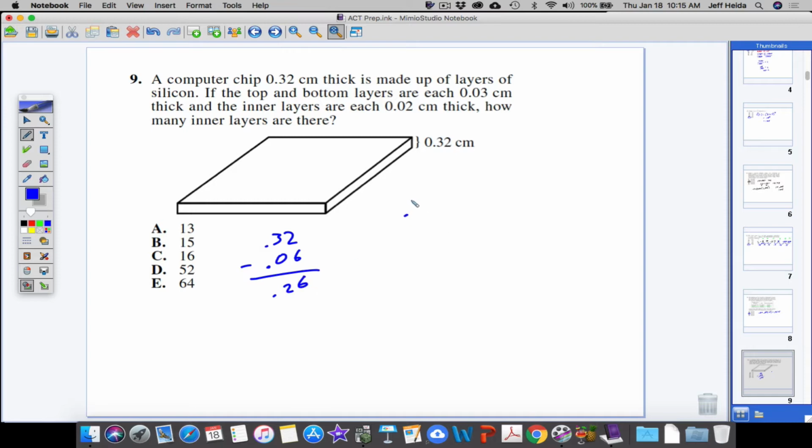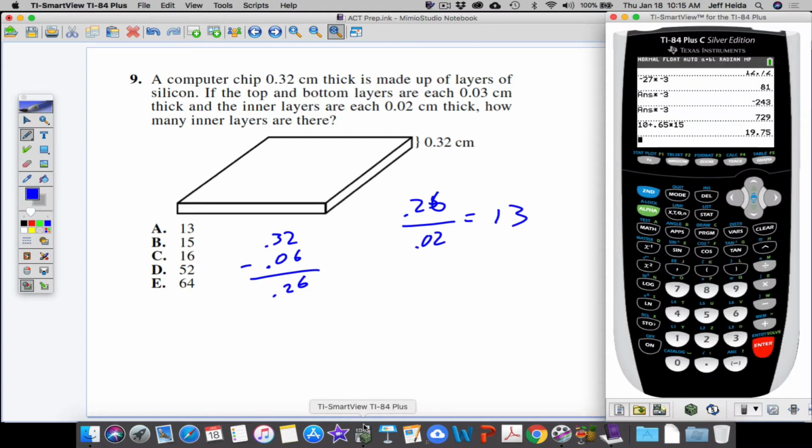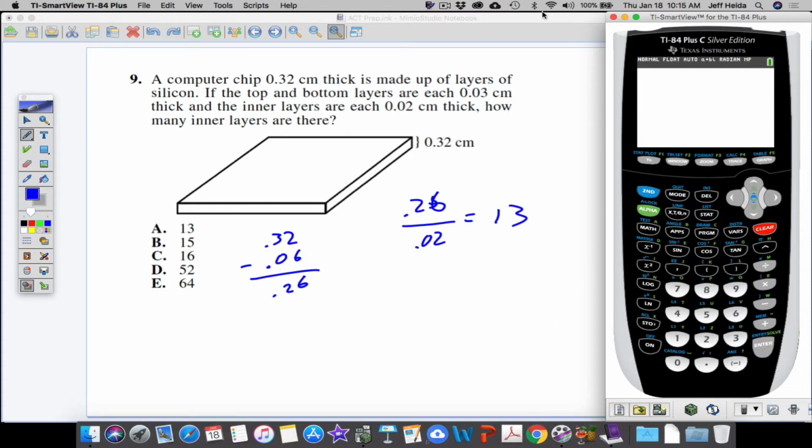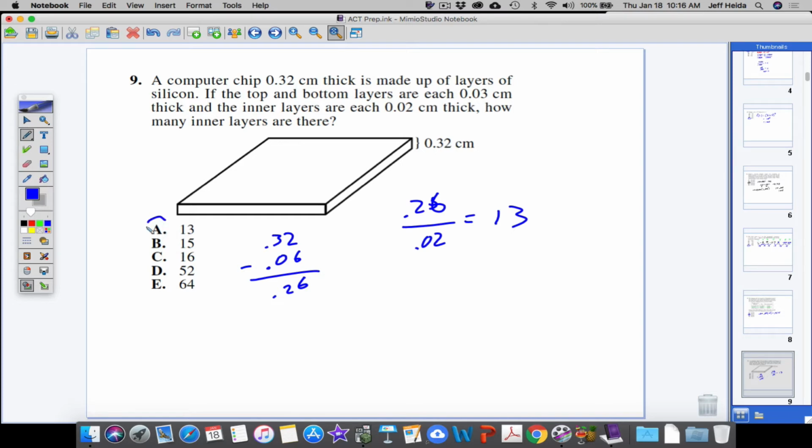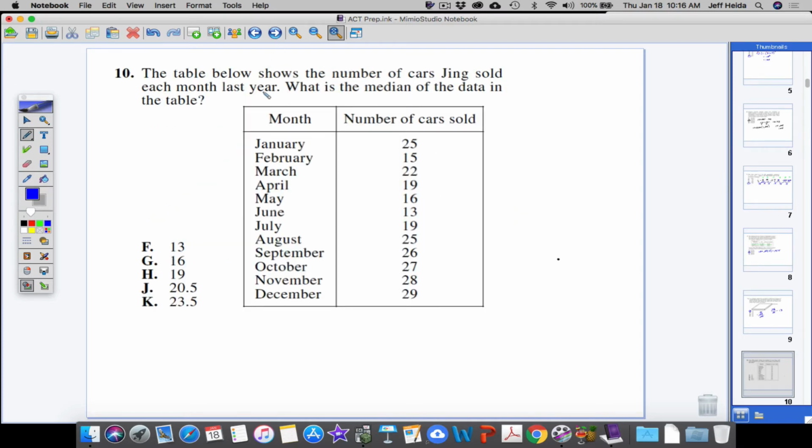So if the entire inner part of the chip is 0.26 centimeters thick, and each layer is 0.02, that means you have 13 layers. 0.26 divided by 0.02 is in fact equal to 13. So the answer is A, 13.